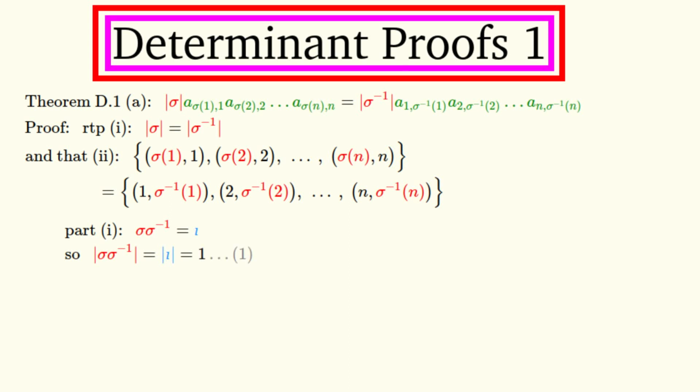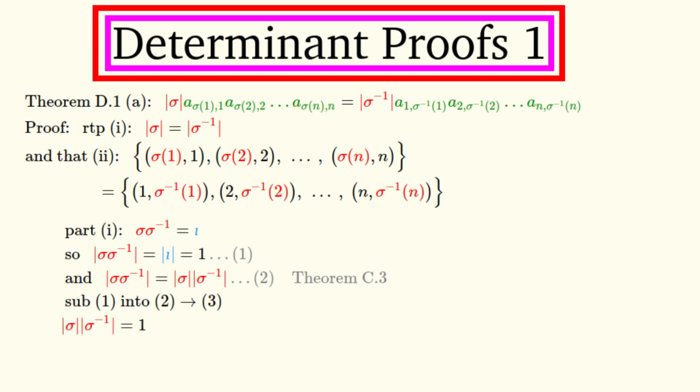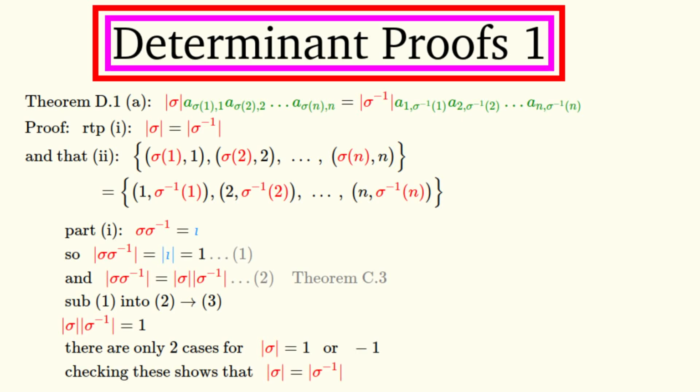And evaluating these parities gives us 1, because the parity of the identity permutation is 1. We can also use a theorem from permutations to split this parity up into the product of the parities of two functions. So combining these equations gives us this equation. And since the parity can only be equal to either 1 or minus 1, then we can substitute these numbers in to get this equation, which we were trying to prove.